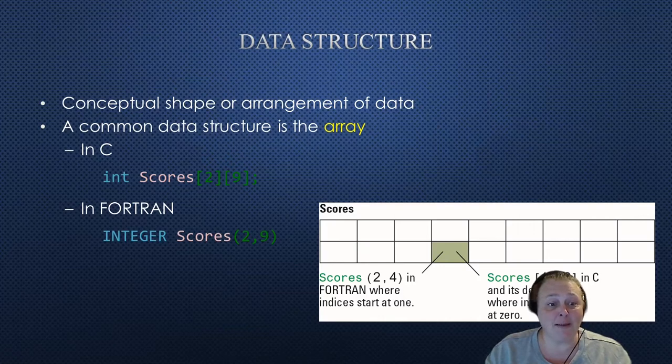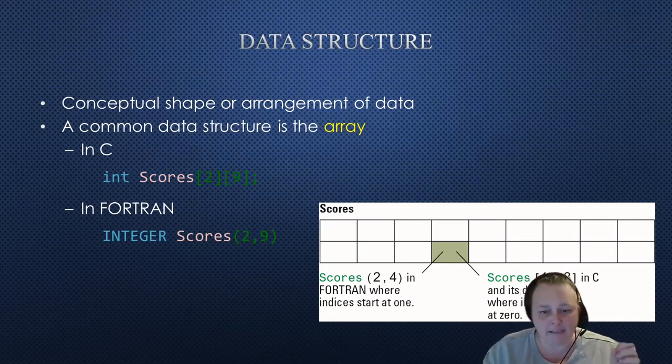For both of these examples, we've got 2 different languages here. We've got C and we've got Fortran. If you look at the statements over here that I have on the left, both of them somehow state that I'm going to have 2 rows and 9 columns. They're stated in slightly different ways. C uses an int, Fortran uses the word integer, slightly different.